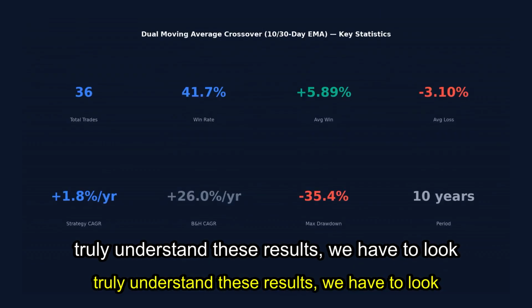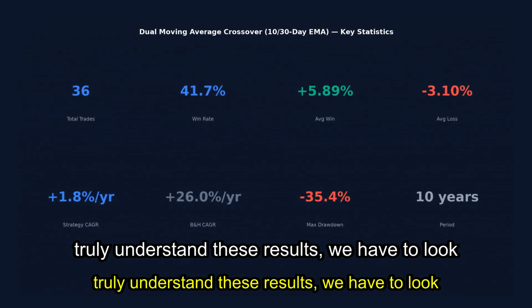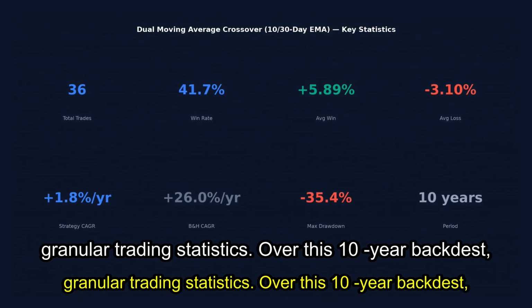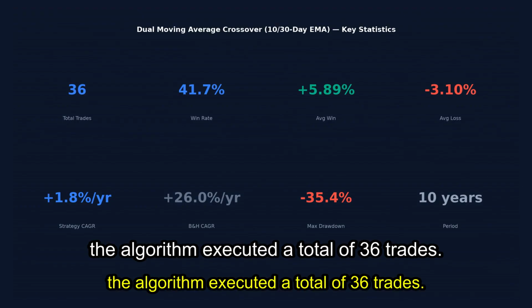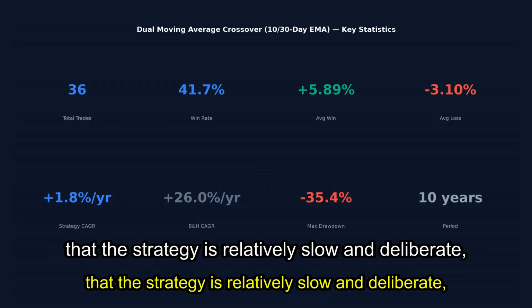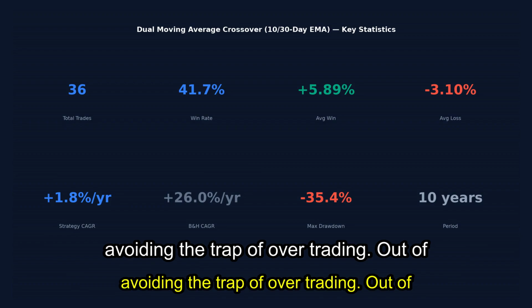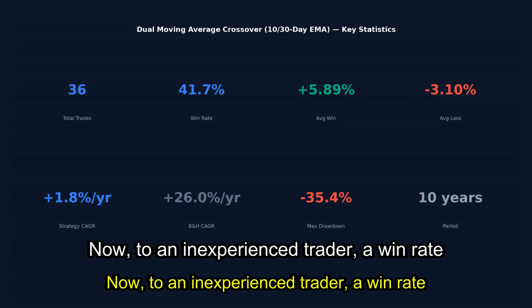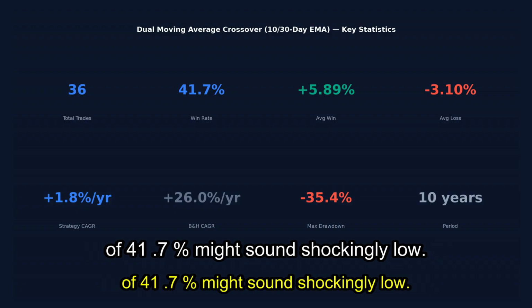points. To truly understand these results, we have to look past the headline return numbers and dissect the granular trading statistics. Over this 10-year backtest, the algorithm executed a total of 36 trades. This trade frequency is incredibly important. It shows that the strategy is relatively slow and deliberate, avoiding the trap of overtrading. Out of these trades, our win rate was 41.7%.